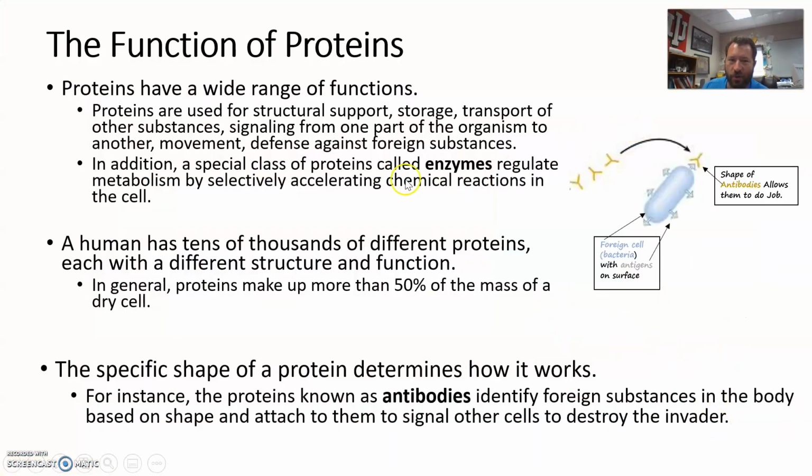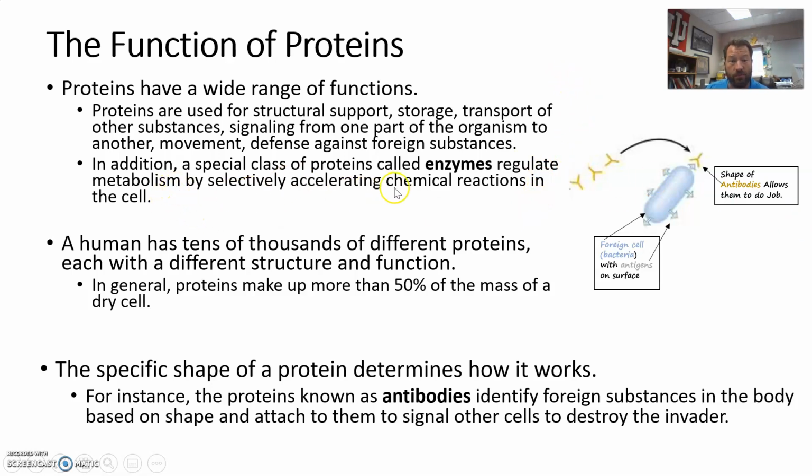All right, the function of proteins. Well, proteins are the workers of the cell. They do everything from support to storage. They transport materials. They signal one another. They are involved in the movement of cells, the defense against foreign substances. Oh man, you name it. The work of the cell is done by proteins.